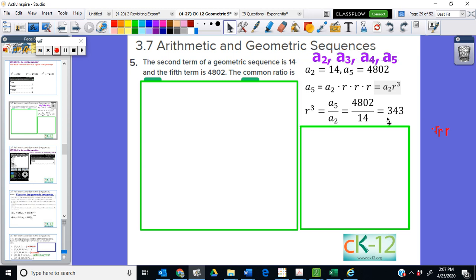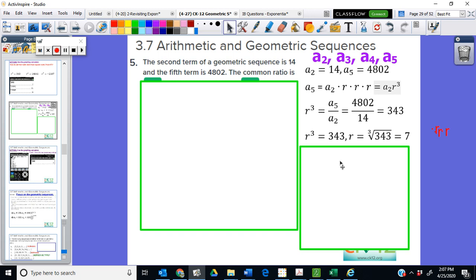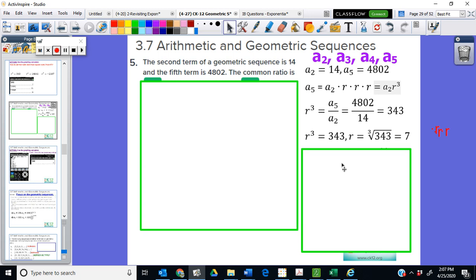Now, in the attendance today, you should have looked at a video of how to find the cube root of 343. So that's what you would do in your calculator, and you get 7. And so there is our common ratio. Well, how do we get the first term?